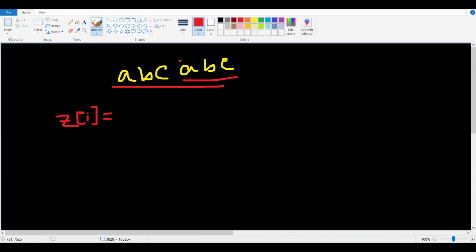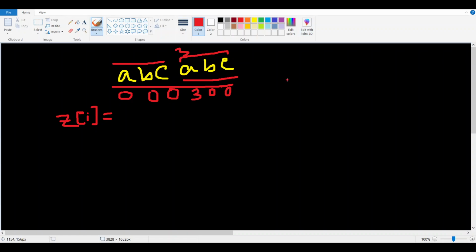So this particular string has a length of 3 which is matching with the prefix of length 3. So z of i will be 3 here. Then z of i will be 0 here, 0 here, 0 here, and 3 here, and 0 here again, and 0 here again. I hope you understood that, starting from index i, z of i is the length of the string which is matching with the prefix.